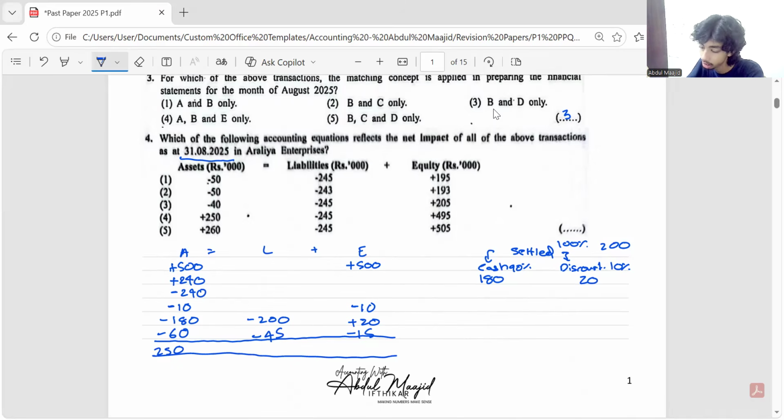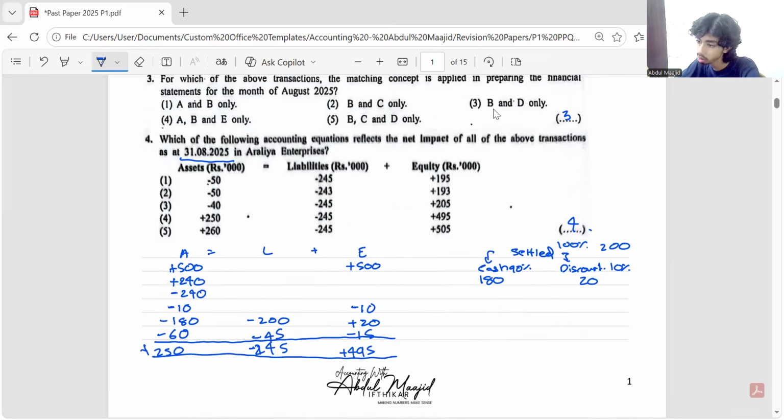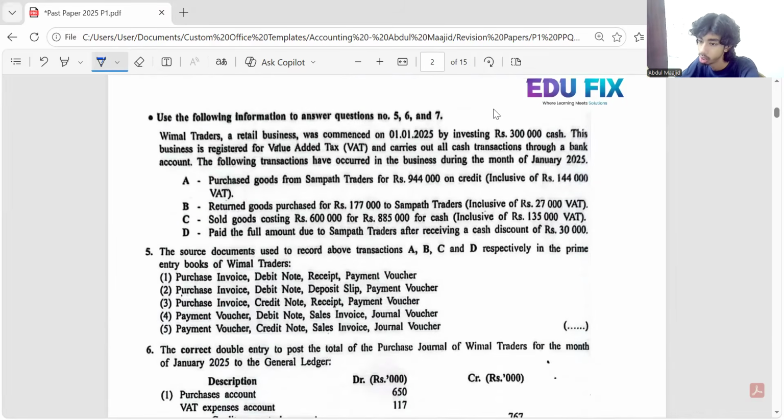Here it's going to be 100... wait, minus 245. Here plus 250. And equity: 500 minus 10 plus 20 minus 15 plus 945. No, 495. So the answer is the fourth one. Okay. And then the fifth one.